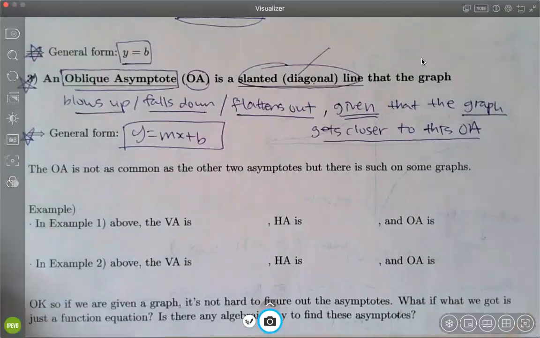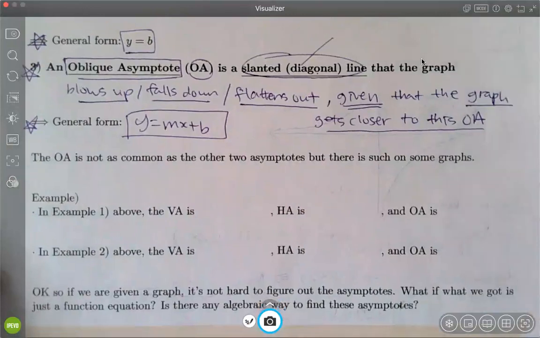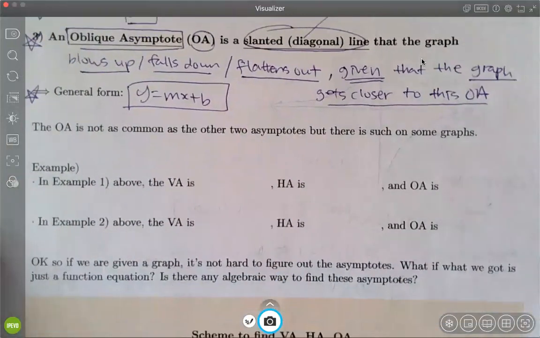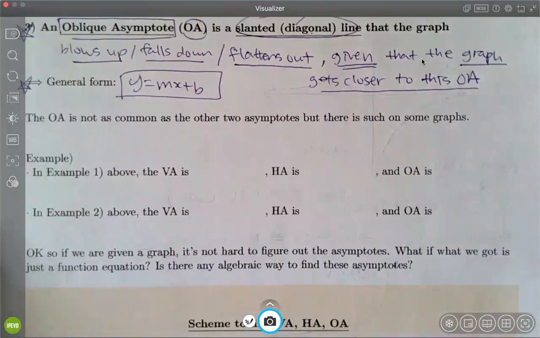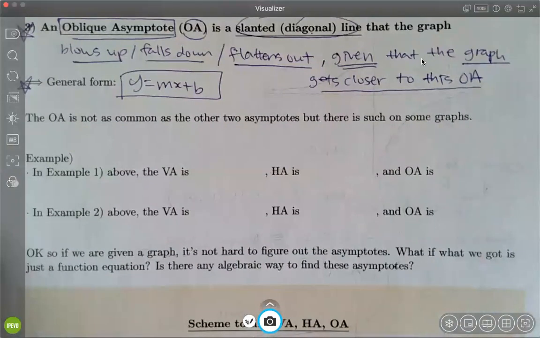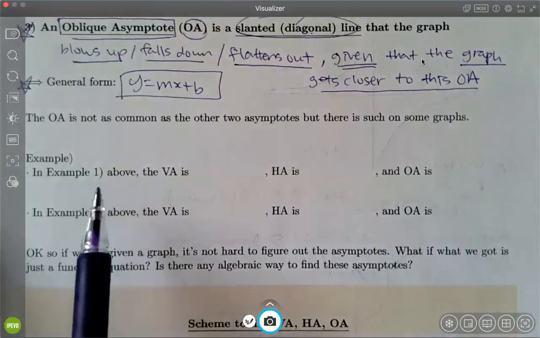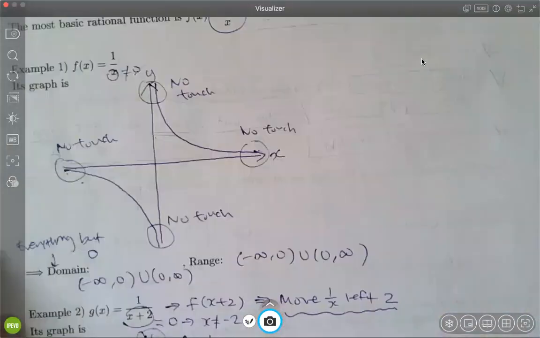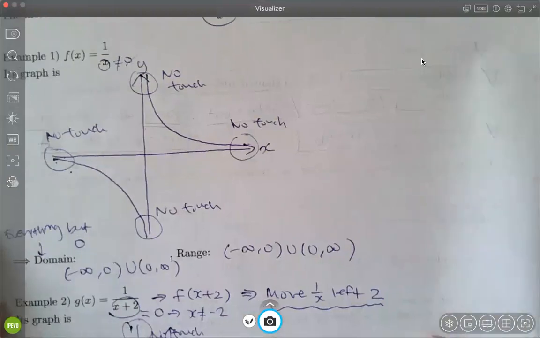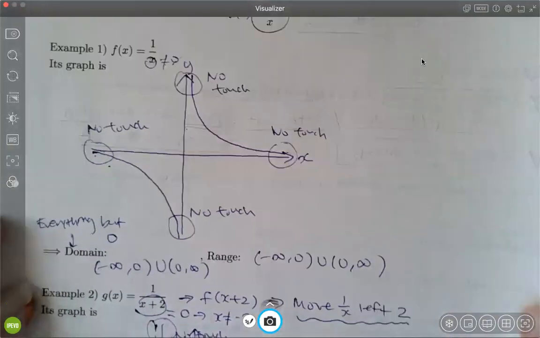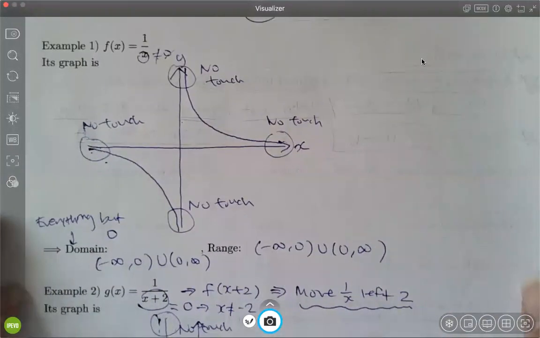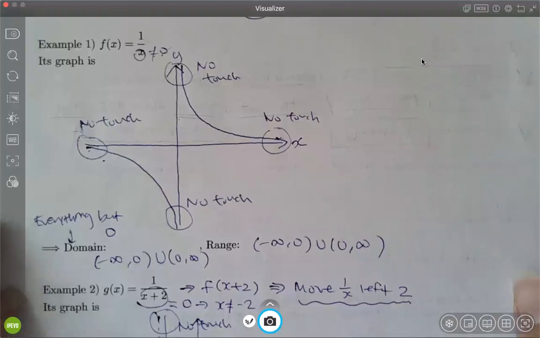Now let's go back to the previous two examples and find the asymptotes. So example number one, that was 1 over x, right? So go back to the page before. Is there any vertical asymptote, which means is there any vertical line such that the graph blows up or falls down? Yeah, right, which is this one, right?